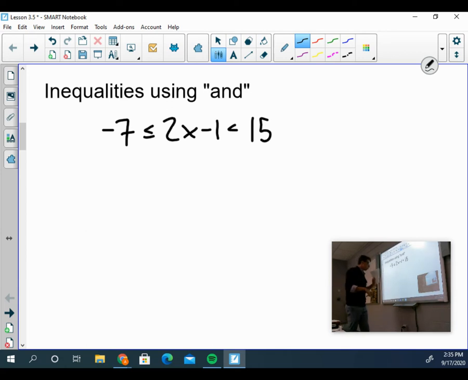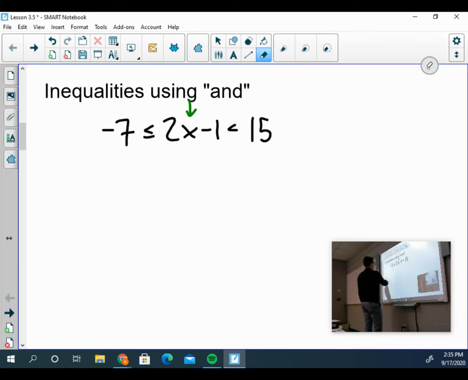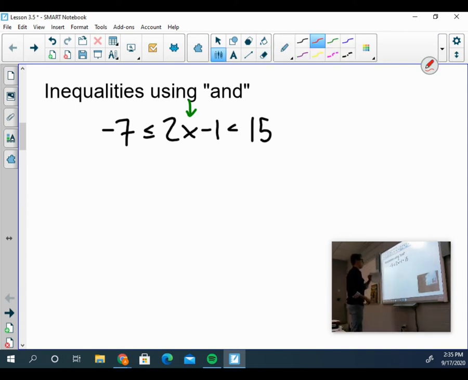Again, our goal should be, how can I get x by itself? Again, I am not adding 7 here. No, that is not what I want to do. Nothing with the ends. I'm trying to get x alone in the middle. So what's attached? Well, I've got the -1 and the 2. The 2 is multiplied by x. The -1 is subtracted from the 2x.